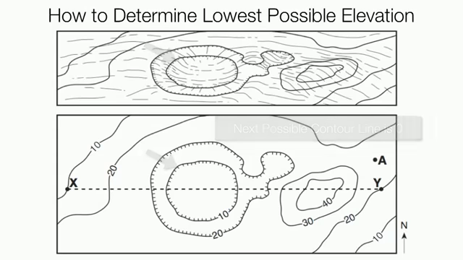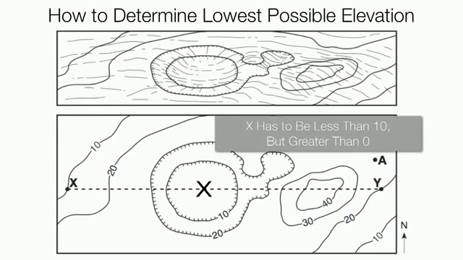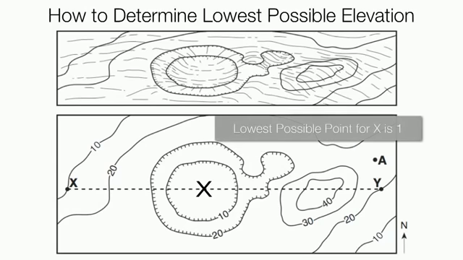So you want to figure out that your point X here has got to be somewhere between 0 and 10. It's got to be less than 10 meters, but greater than 0 meters. So what's the lowest possible point you can get to without hitting the line 0 meters? Your value is going to be 1. So your lowest possible point on this map is going to be 1.